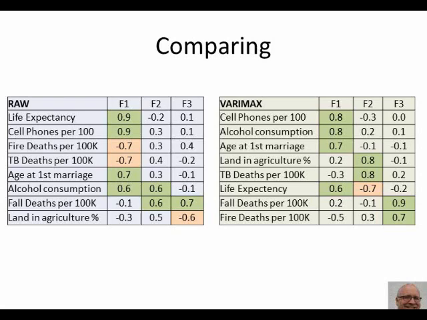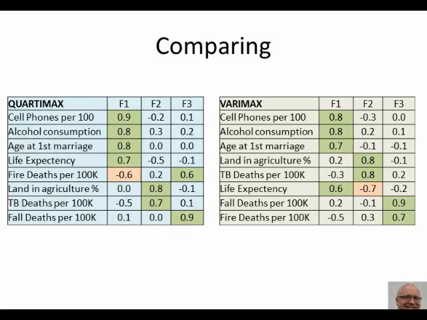One of you could be looking at that and saying, well, actually, no, I can see the sense in the raw and I would prefer the raw. That's why we're now into a qualitative stage of the analysis. So we've got Varimax, we'll keep that. Now we'll compare that with the Quartimax. Quartimax kind of goes back, in my mind, a bit towards the raw data. It's loading quite heavily on the first factor. It's saying cell phones and alcohol consumption, age at first marriage, life expectancy, and negative on deaths by fire. So it's a little bit less clear to my mind in terms of that first factor.